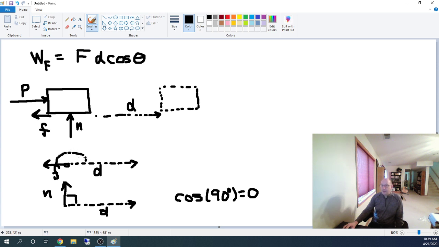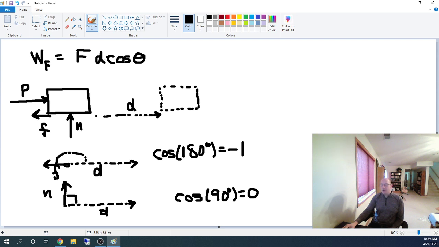And then you'll see the angle we're talking about here. This is a 180-degree angle. They're exactly opposite one another. And the cosine of 180 degrees for an angle is -1. And that's why friction does negative work. The sign of the work, or if it's 0, that also gives you no sign.